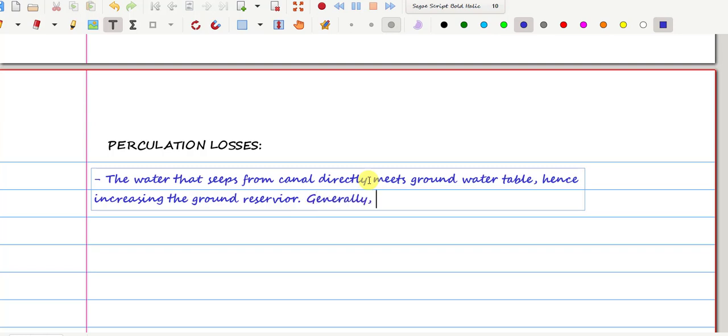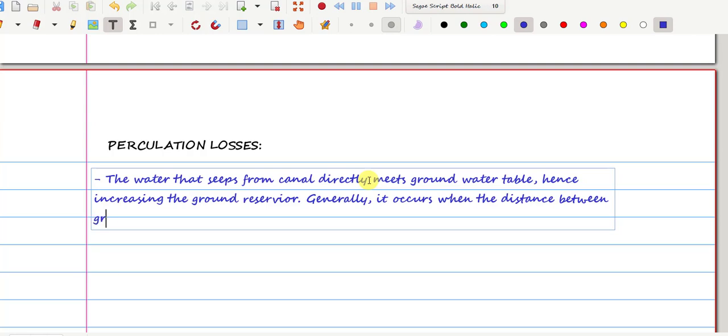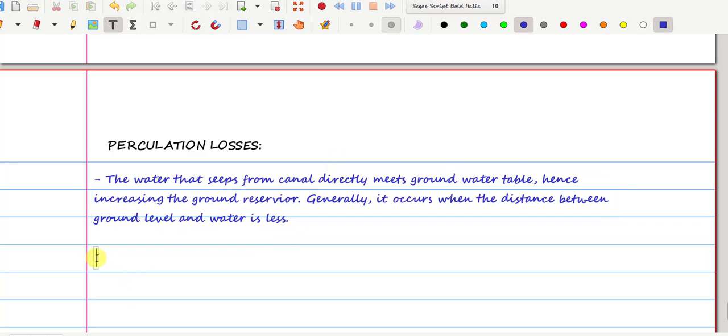Generally it occurs when the distance between the ground level and the water table is less. We already discussed this point, but we are making notes so that in future, if you want to study or revise it, things will become easier for you.